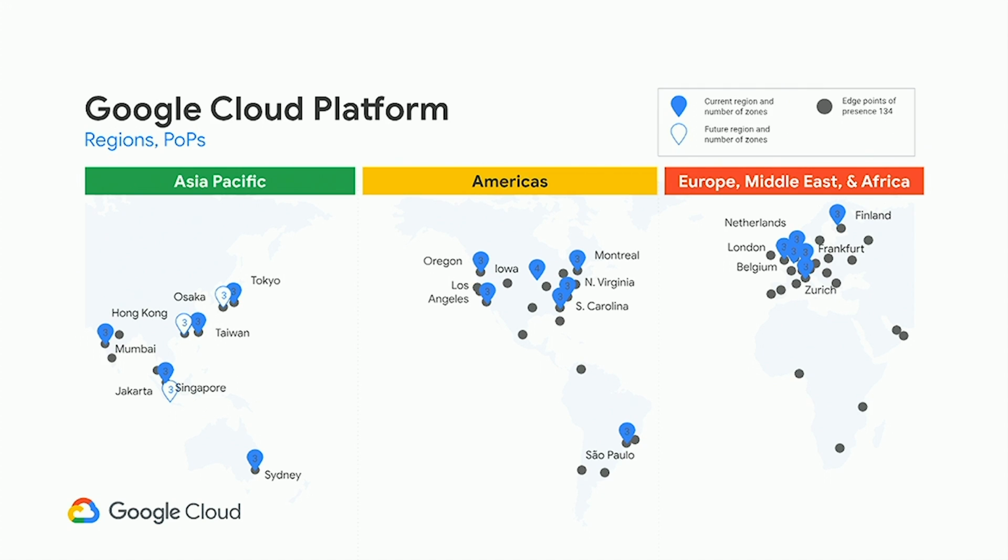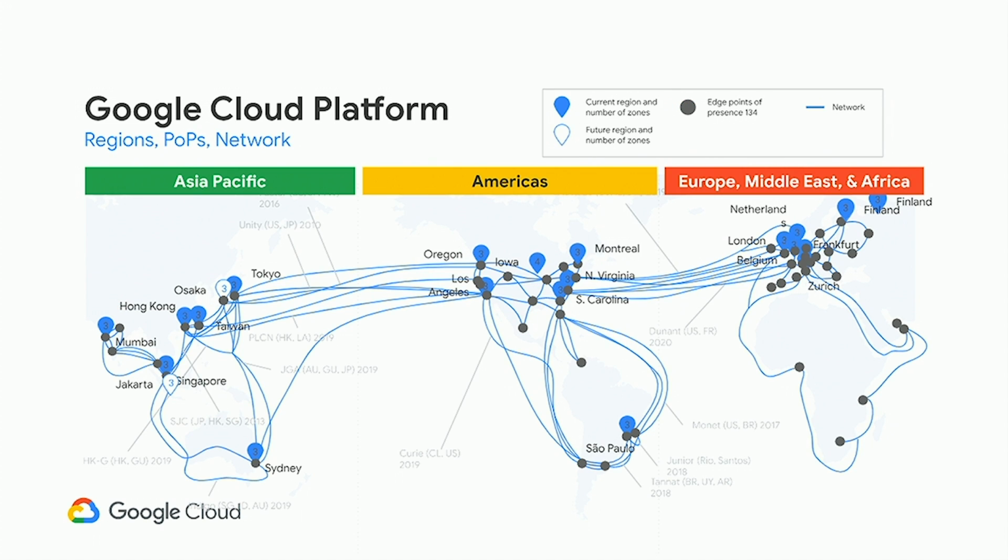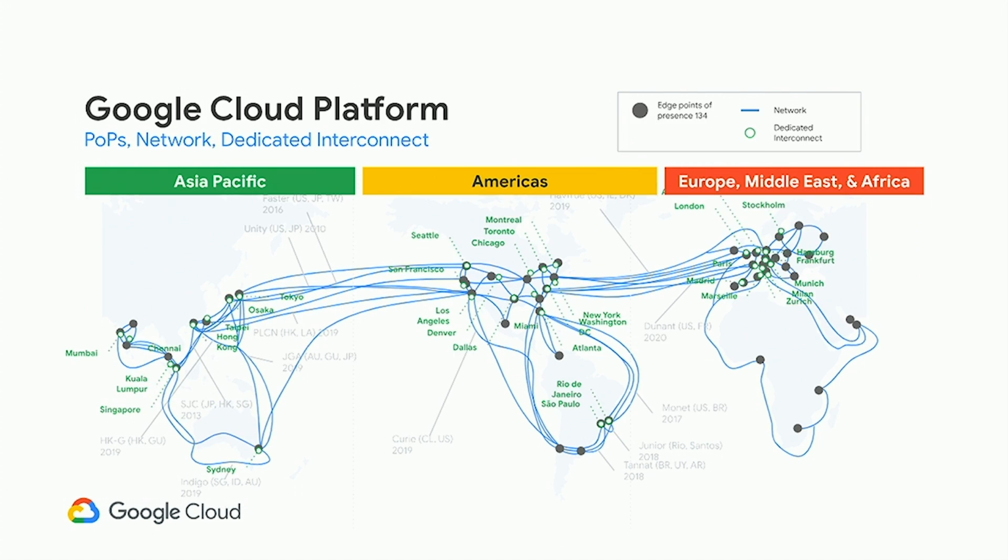As I mentioned before, we have 134 POPs, or points of presence, and 96 CDN locations. Our data centers are connected to each other through hundreds of thousands of miles of fiber optic cable. We also have 13 subsea cable investments. We have 81 interconnect locations. So these are basically sites where you can physically peer with us directly in order to use either dedicated or partner interconnect.